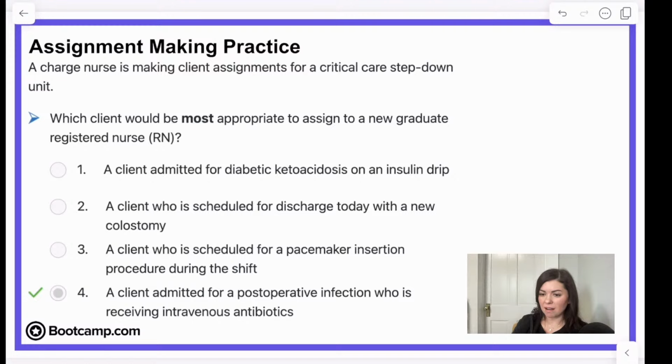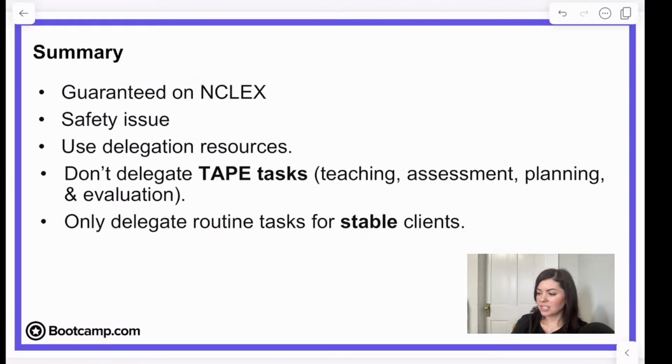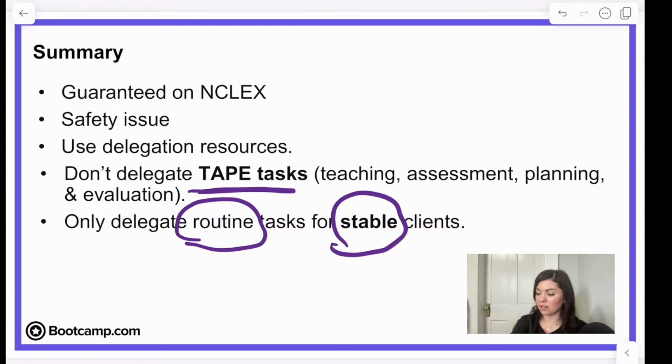Y'all are doing awesome. So in summary, I guarantee you guys, you are going to see some delegation questions on NCLEX. It is one of the biggest safety topics, and you will certainly see delegation, and a high likelihood you'll see assignment making. And we always want to remember our two helpful tips that help guide us as we answer these questions: we never delegate the nursing process, and we only delegate routine tasks for stable clients.